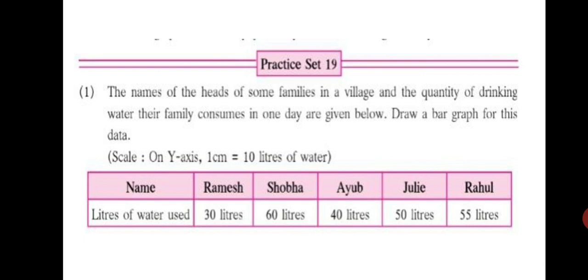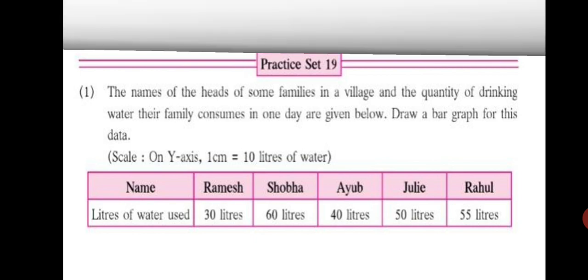And the table is shown with names given to us, Ramesh, and how many liters of water is used by that person. Ramesh 30 liters, Shobha 60 liters, Ayub 40 liters, Julie 50 liters, Rahul 55 liters. Now this we have to show in the form of a bar graph. So let's see how we can do this. The same question.